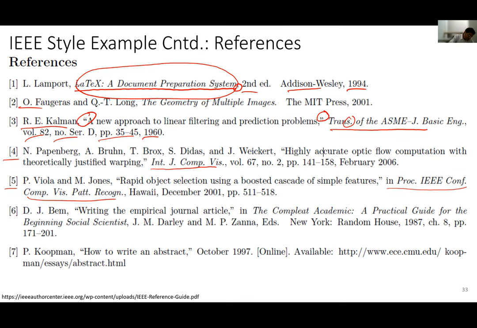I think this is not correct. So I had to say the city and the state. For US and Canada, you write the state because IEEE is a US organization. For others, you write the country's name also, like UK and so on. Yeah, the pagination also. So this, you can see, is a book chapter, I think.